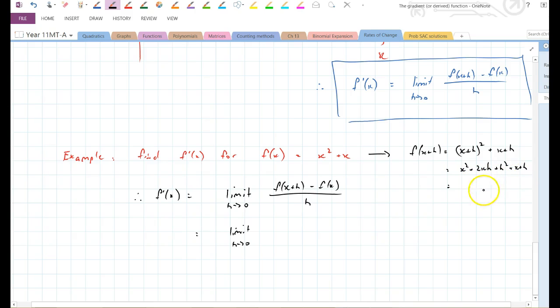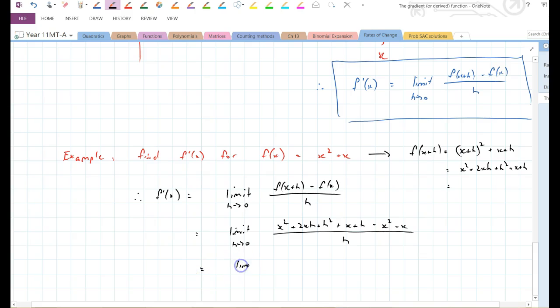That can't be simplified, can it? Okay, so we leave that as it is. F of x is as it stands. So this f of x plus h reads x squared plus 2xh plus h squared plus x plus h. Now we're going to subtract x squared plus x, which is, when we subtract the whole thing, minus x squared minus x. Put that over h.